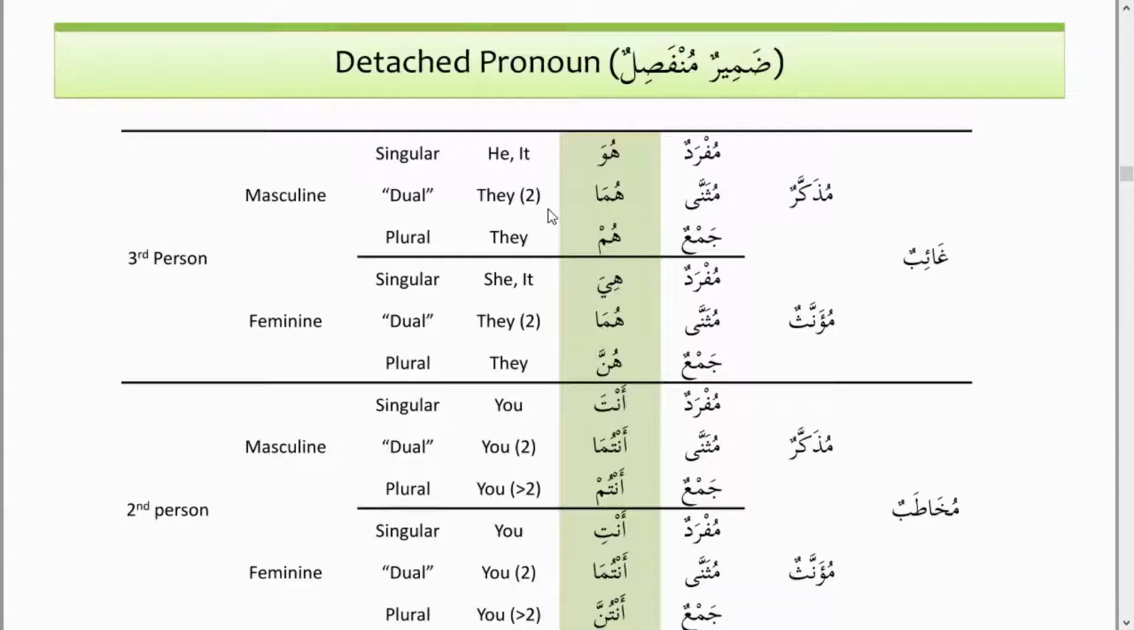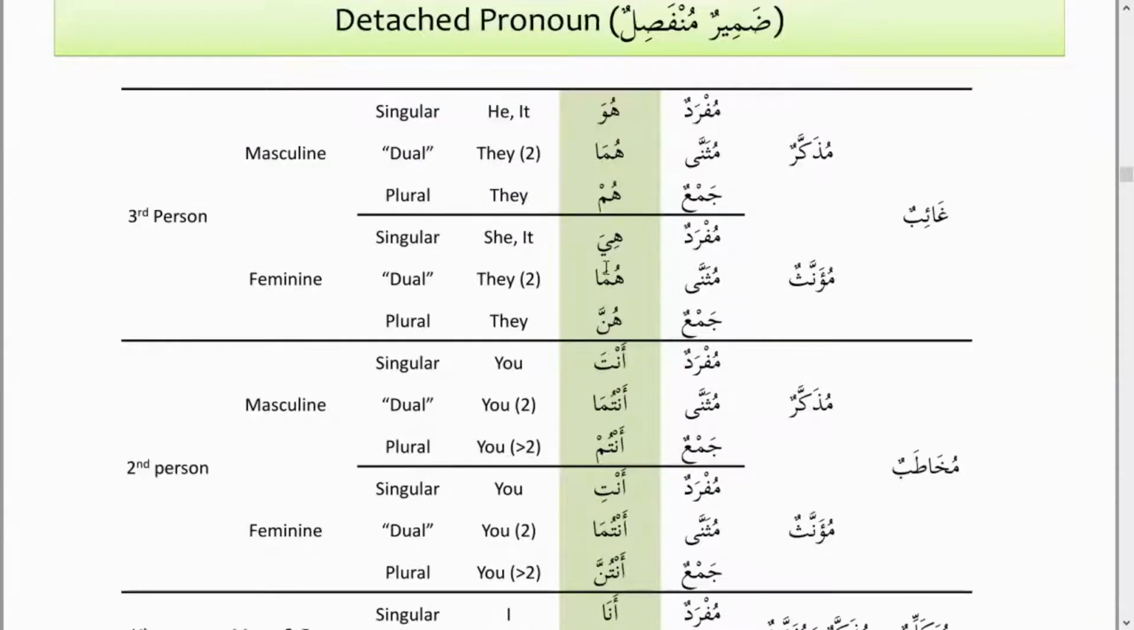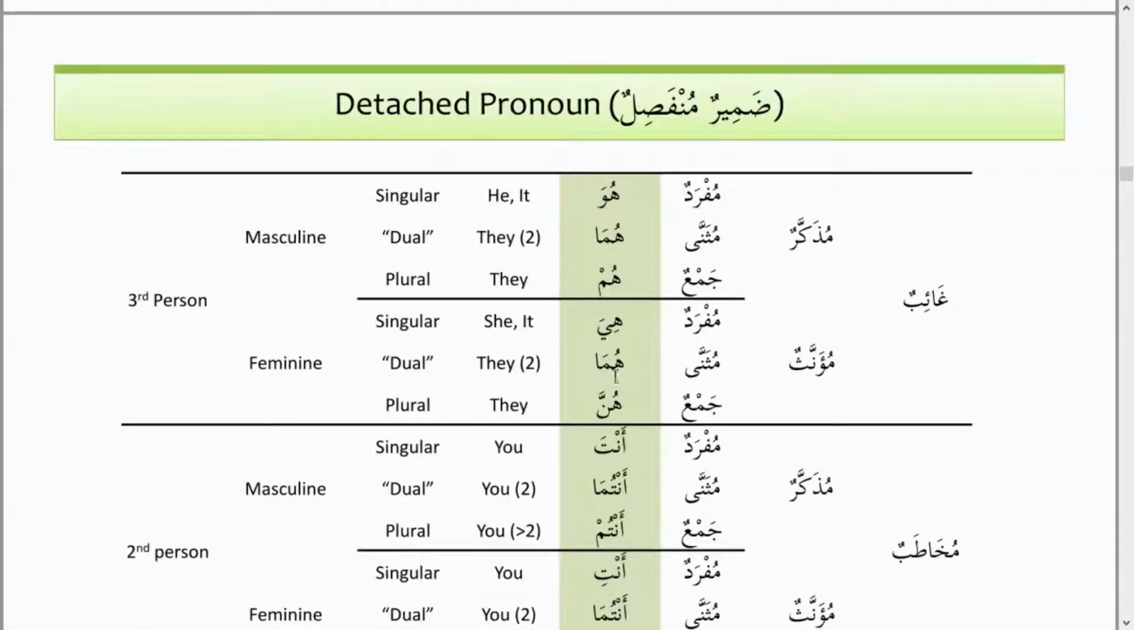And these books are so beautiful that it changes your perspective totally. So please try to memorize these: Huwa huma hum, hiya huma hunna. That's the 6. If you want to memorize all of the 14, it's very good, but try with the 6. Start with the 6. Huwa huma hum, hiya huma hunna.